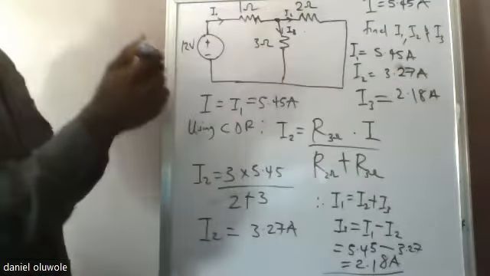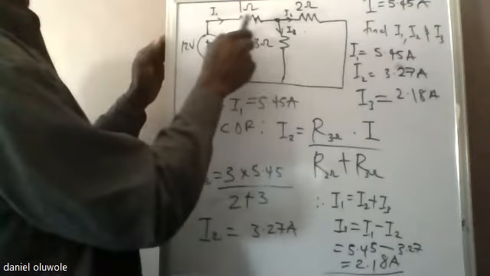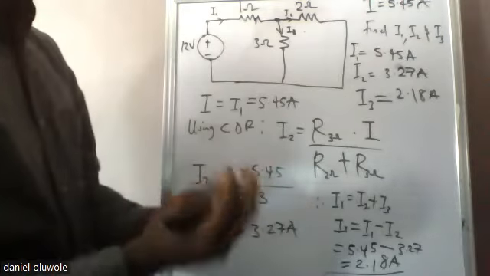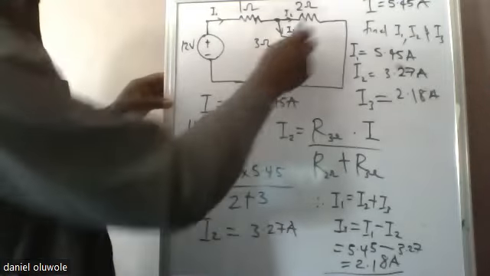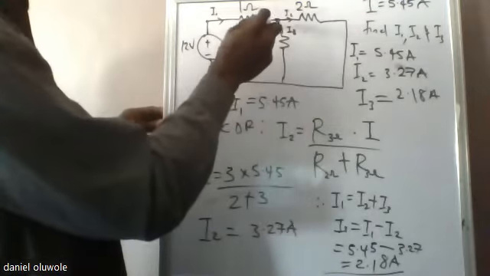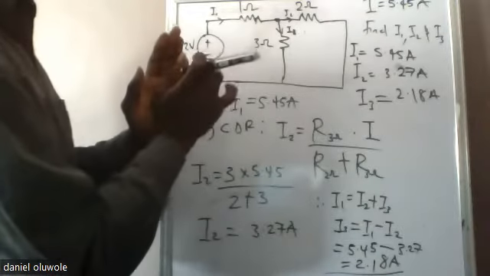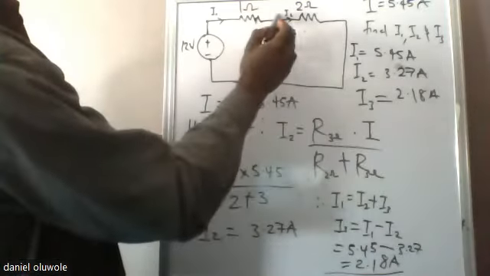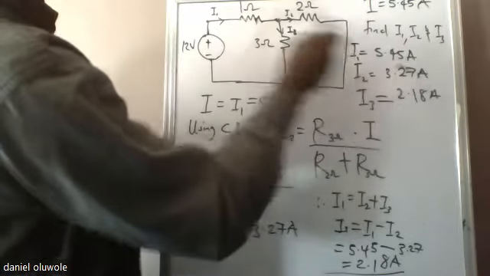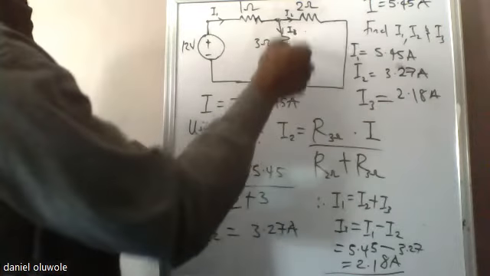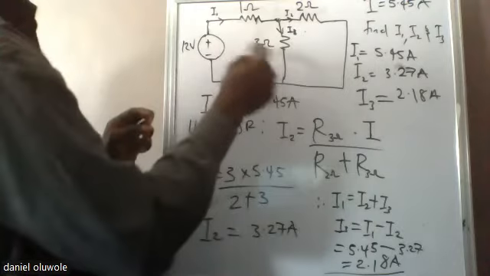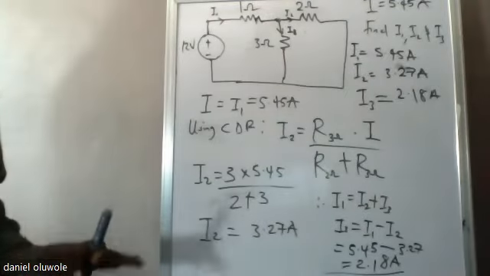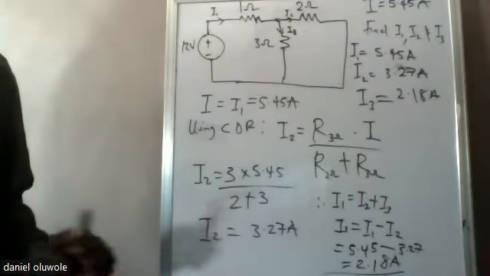Now let's look at whether it makes sense. If 5.45 amps got here, normally current will prefer to flow through the path of least resistance. You can see that this 3 ohms is bigger than 2 ohms, so the 3 ohms is going to oppose more current than the 2 ohms. More current will flow through the 2 ohms because it's an easier path. So 3.27 out of the 5.45 went through the 2 ohms and 2.18 went through the 3 ohms. I'm sure with this you understand how to analyze series and parallel circuits. Do you understand this example very well?